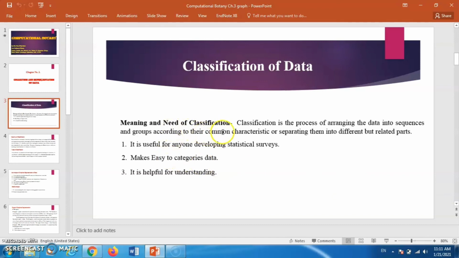Meaning and need of classification. First, we have to understand the meaning and need of classification. Classification is the process of arranging the data into sequences and groups according to their common characteristic, or separating them into different but related parts. As I will explain with the students present on the ground. Number one, it is useful for anyone developing statistical surveys. It makes it easy to categorize data. It is helpful for understanding.